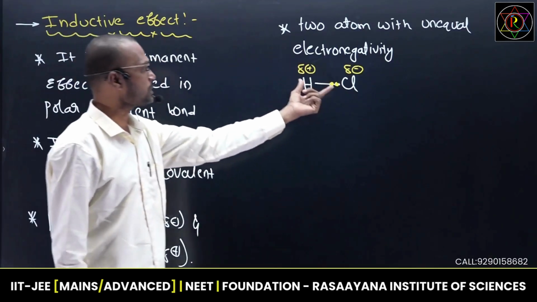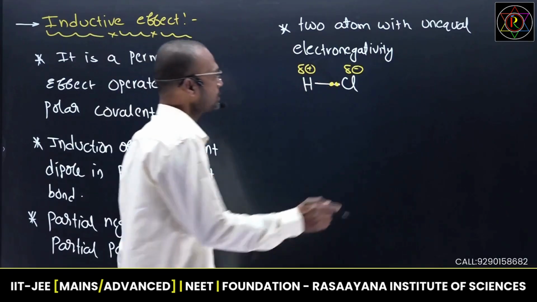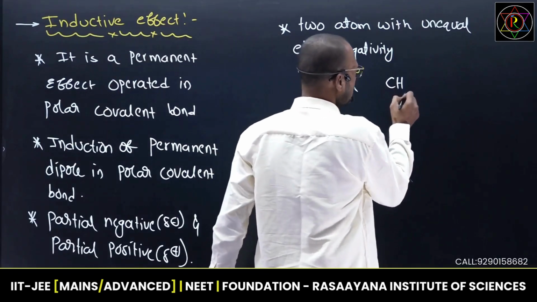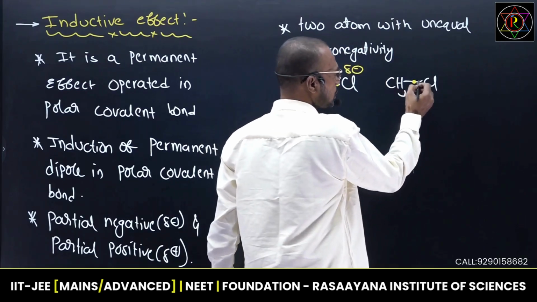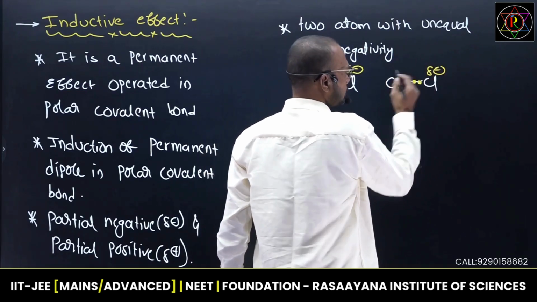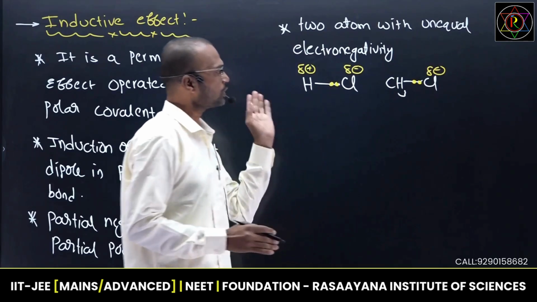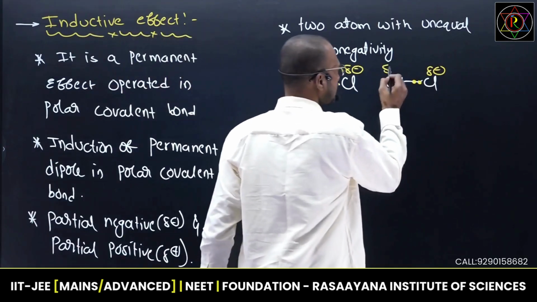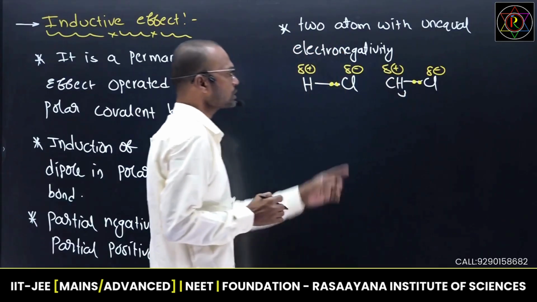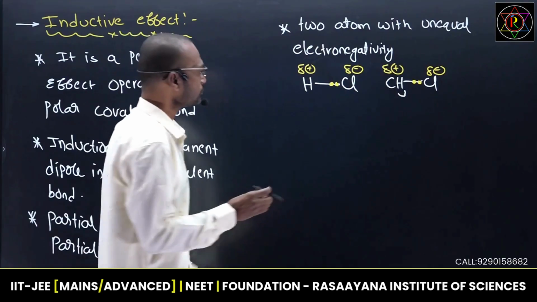Now, the inductive effect is present in hydrochloric acid. In the same way, I can write methyl chloride. Here a carbon-chlorine bond is present, and the shared pair of electrons is very close to chlorine. Whichever side the shared pair of electrons goes to, that side gets the partial negative charge. And whichever atom is losing electron density becomes partial positive.